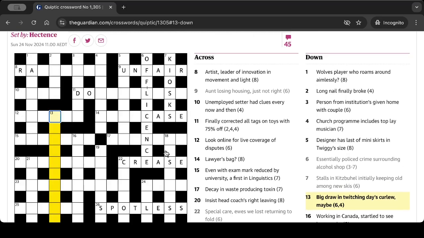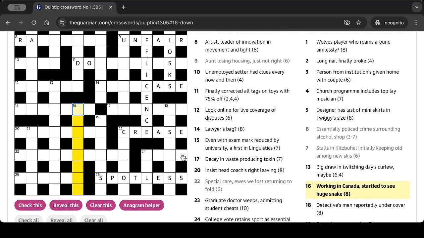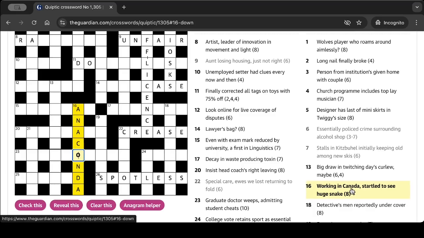Doesn't jump out at me, but I think we've got a mechanic. Working in Canada, startled to see huge snakes. So a huge snake could be an anaconda. And the reason that jumps out to me is working is often on. If you're on the job, you're working. And I think we've got it inside Canada startled. So startled is an anagram indicator. We've got an anagram of Canada, and then we've got working inside it. So that anagram envelope's working, which is on. That gives us anaconda.